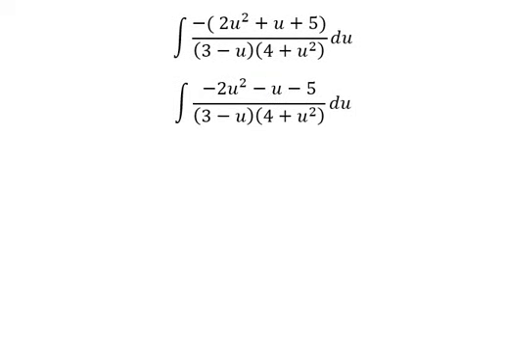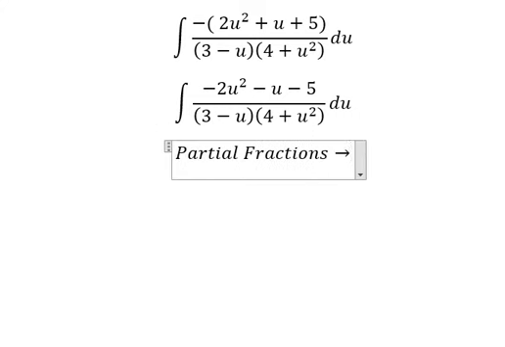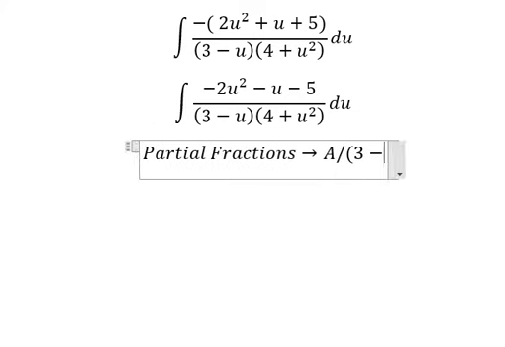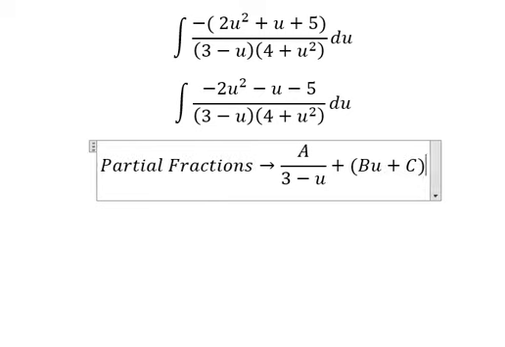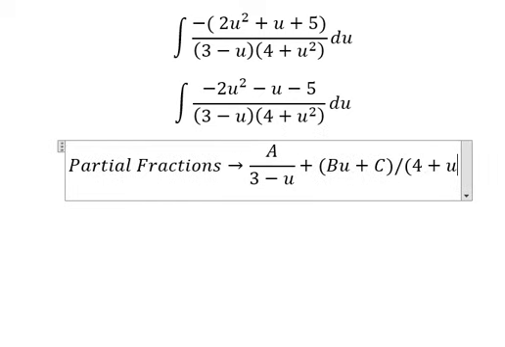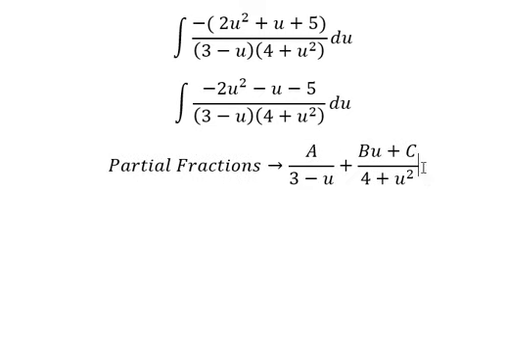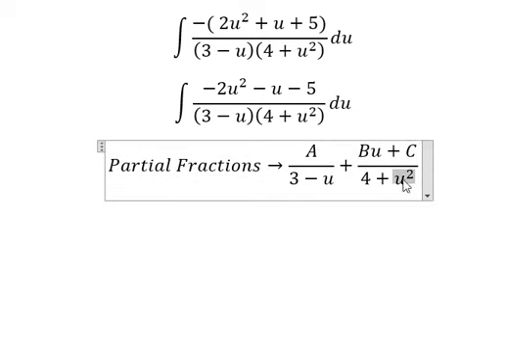Next, we can use partial fractions. So I will put a over 3 minus u. And the next one, that is bu plus c over 4 plus u squared. Because we have the power 2, in here we need to reduce the power by number 1, so we have u, and later that we reduce u go to number 0, and we have c.